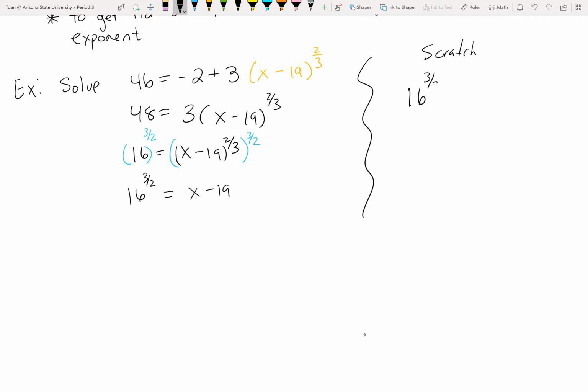16 to the 3/2 power. Remember, the idea is that the denominator is your radical and the numerator is your regular exponent. So since the denominator is a 2, this means square root. So this is the square root of 16 cubed. And I hope that's something we can do in our heads. Square root of 16 is 4, cubed is 64.